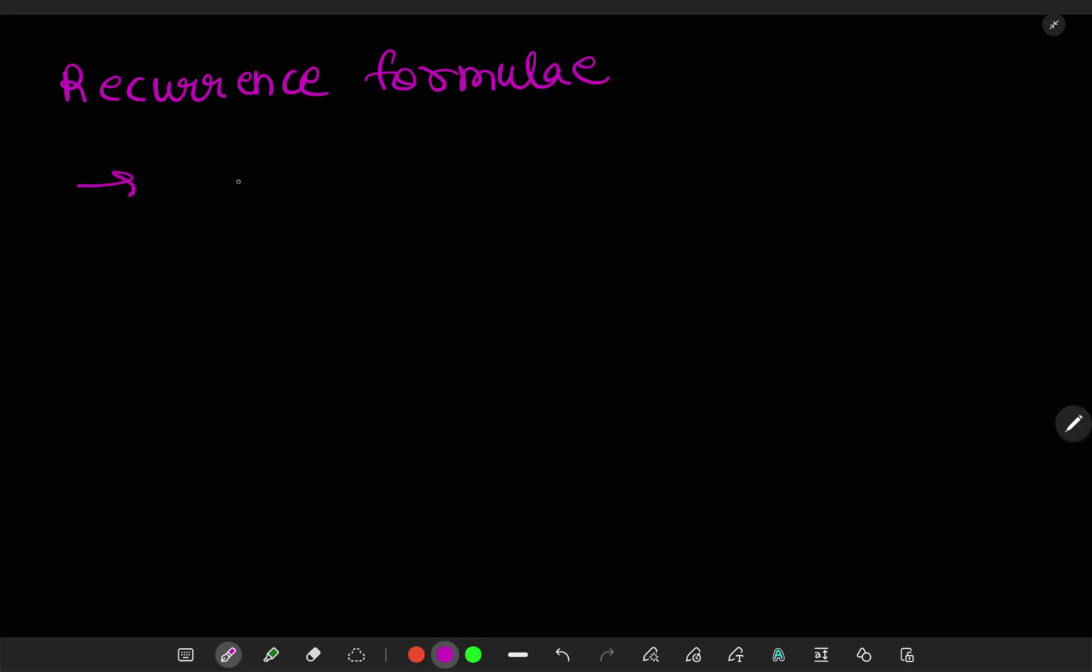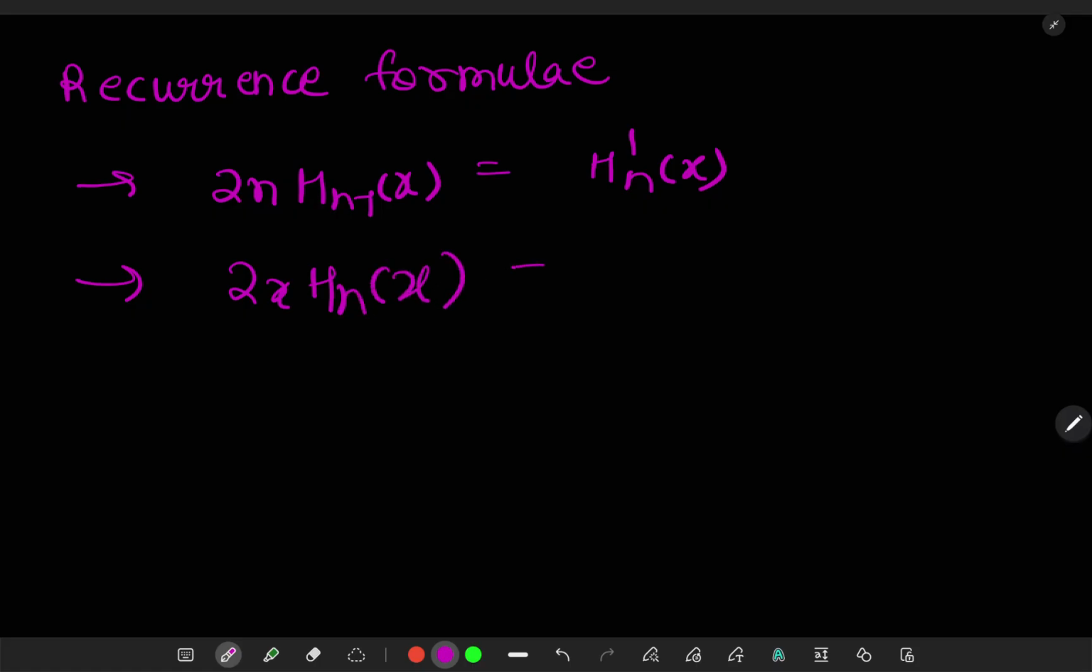Now recurrence formulae of Hermite equation. First is 2n H(n minus 1)(x) is equal to H dash n(x). We get this relation if we differentiate the Rodrigues formula of the Hermite function, and this is the second relation.